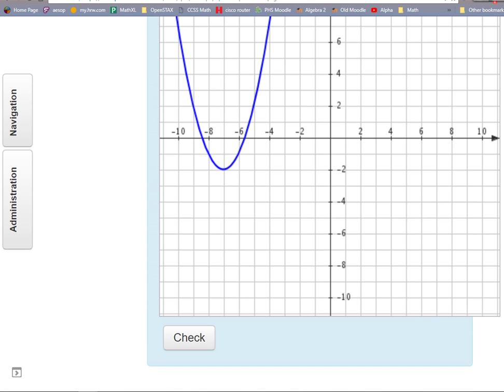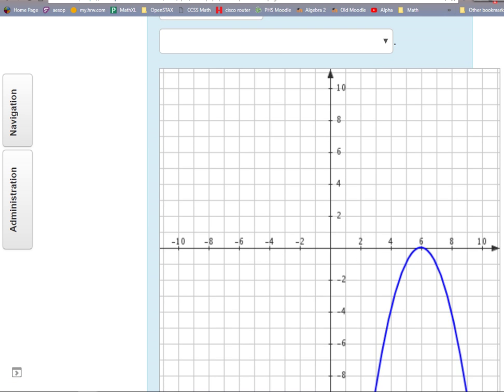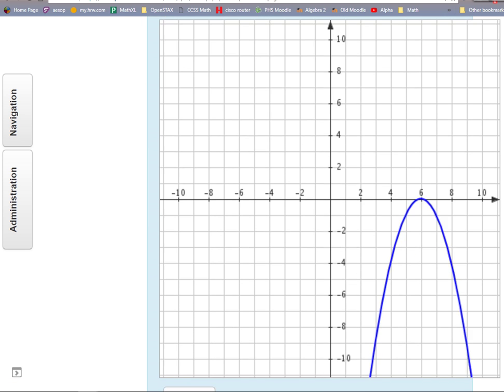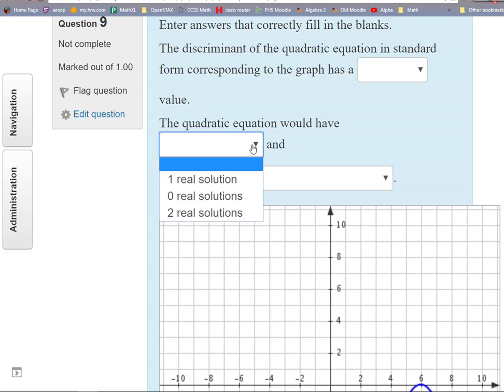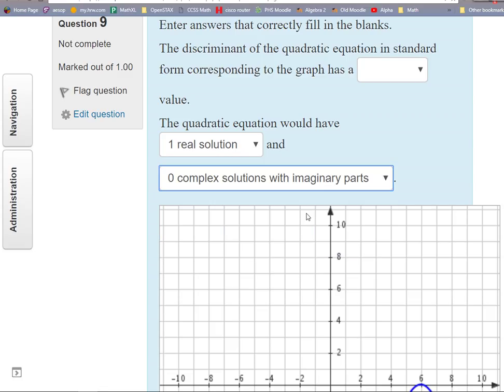And then the next example we did, we said, okay, this is a different one. What about this one? How many x-intercepts does that have? One. Okay, so if it's got one x-intercept, it's got one real solution and 0 imaginary solutions, right? And so what would the discriminant have to be there? 0, good. It's only got one, so it's the 0 one, okay?